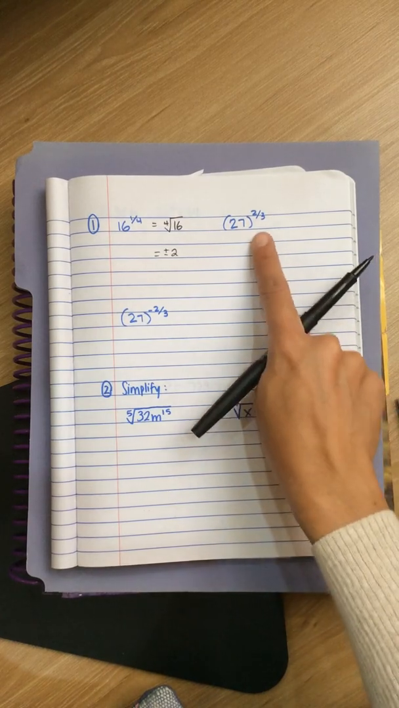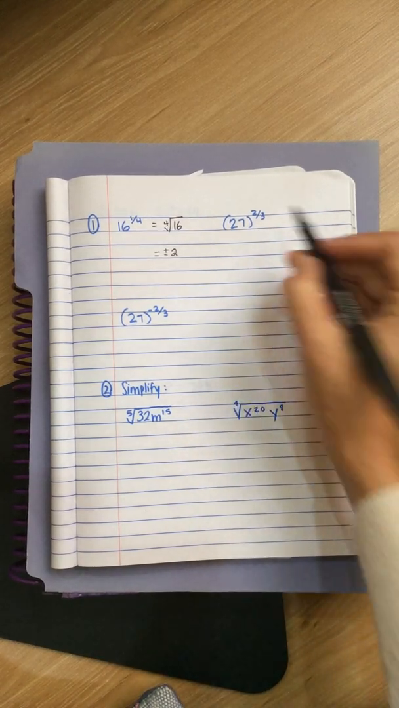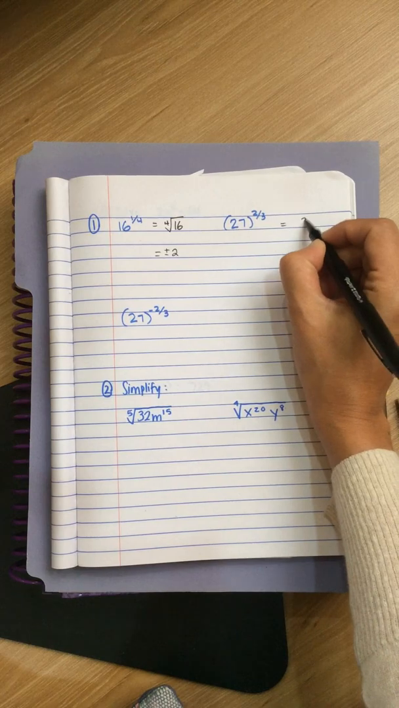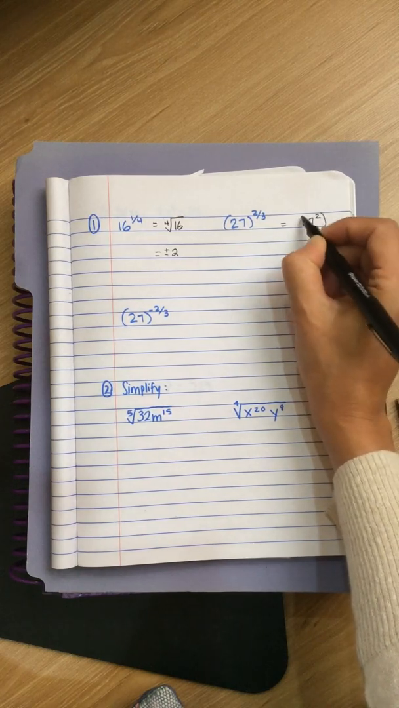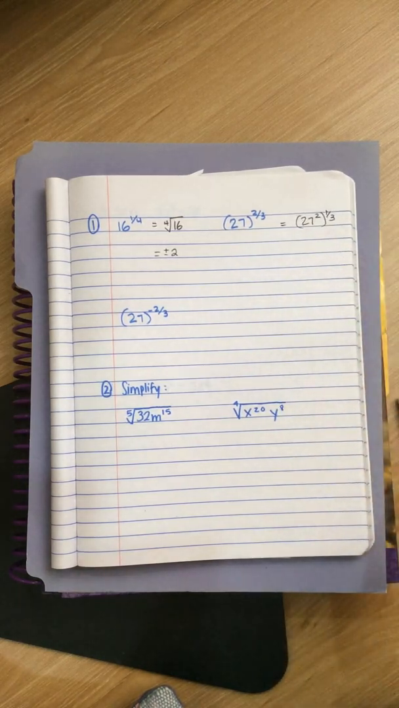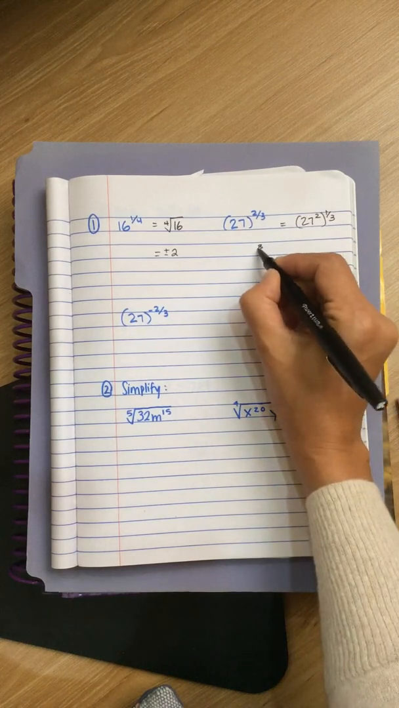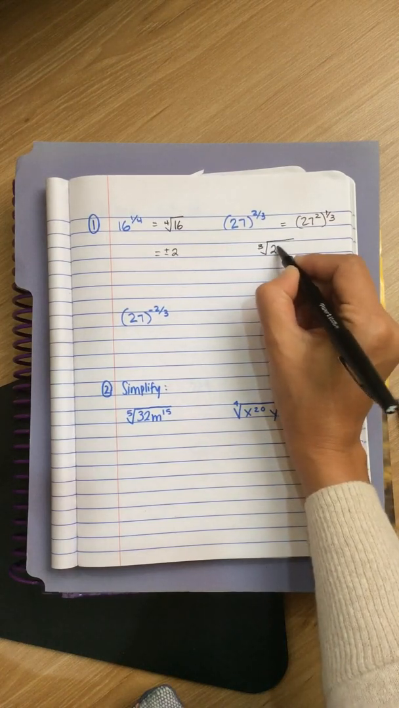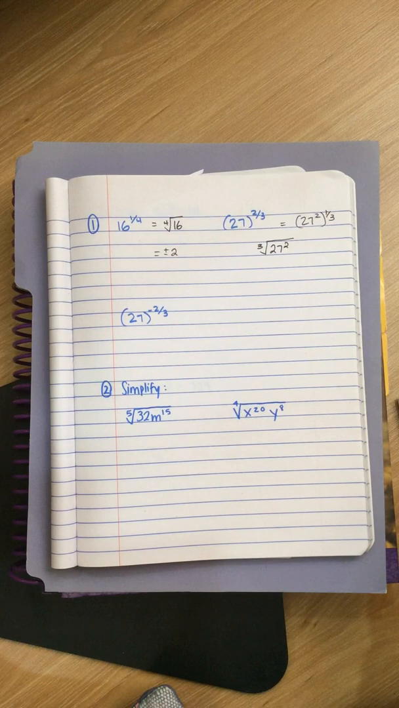What about when it's like this, 27 to the 2/3? This really means 27 squared all to the 1/3, right? So then that means we're finding the cube root of 27 squared.